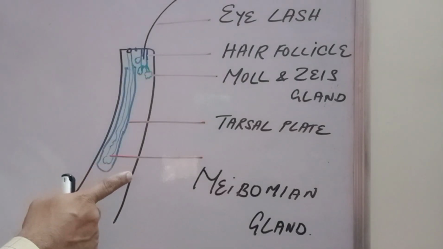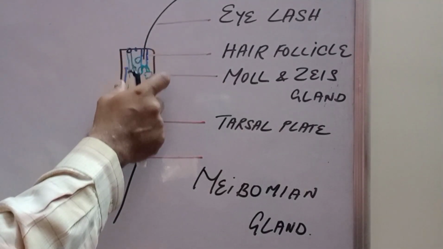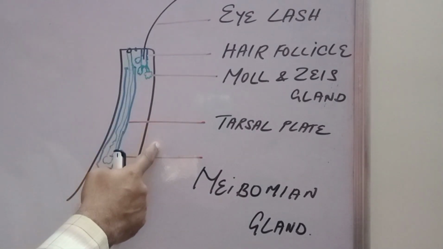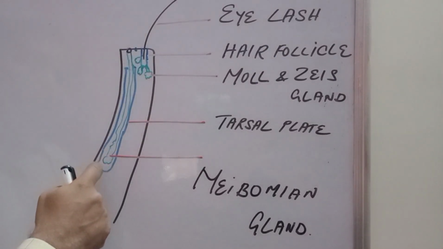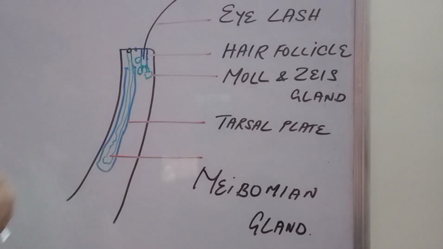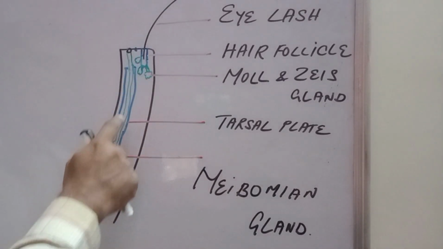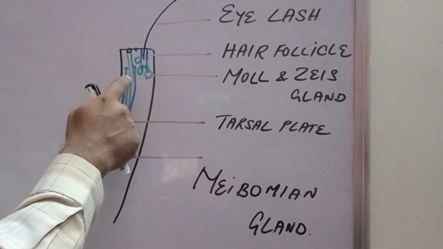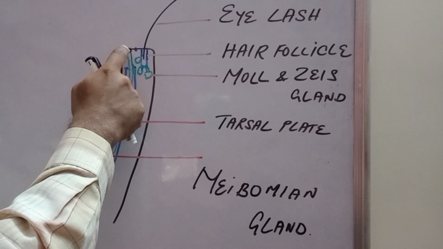This is the eyelid anatomy you should be thorough with. I have drawn the eyelid. This is the conjunctival side. This is the skin side. In the eyelid, I have drawn this blue thing that is called the tarsal plate. Within the tarsal plate, you have a green colored gland called the meibomian gland, which opens through a duct into the posterior lid margin.